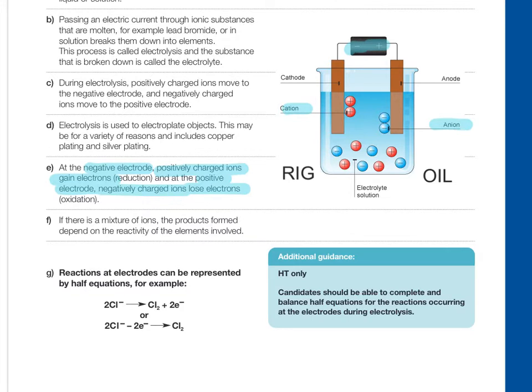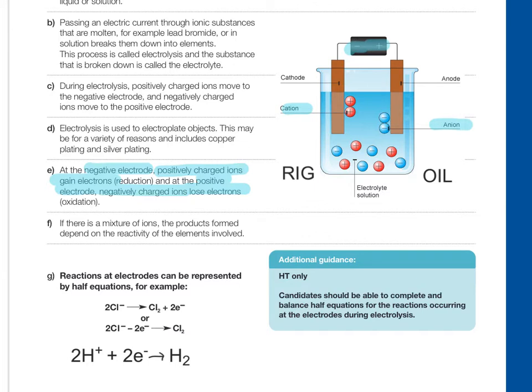These changes can be represented by something called half equations. So these are just showing what's happening to the ions and electrons at the electrodes. One example is 2Cl⁻ turning into Cl2 and 2 electrons. This is something that would happen at the anode, where the negative chlorine anions will give away their electrons, so they will lose electrons in oxidation.